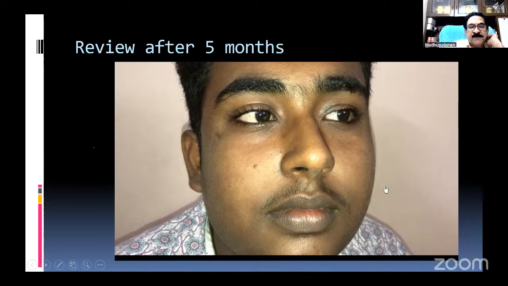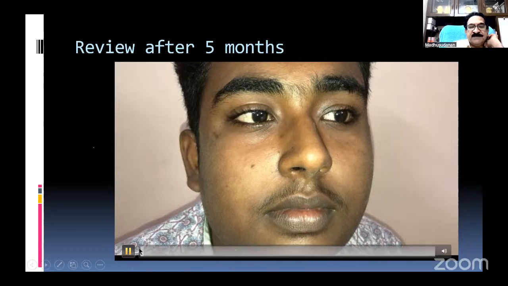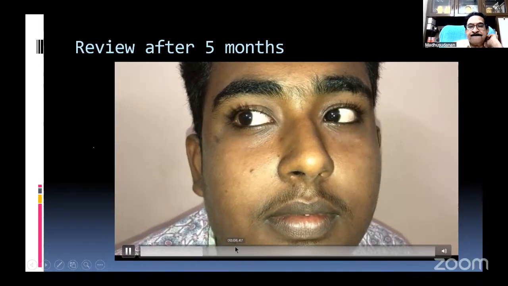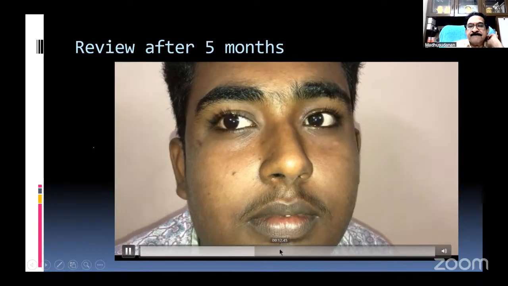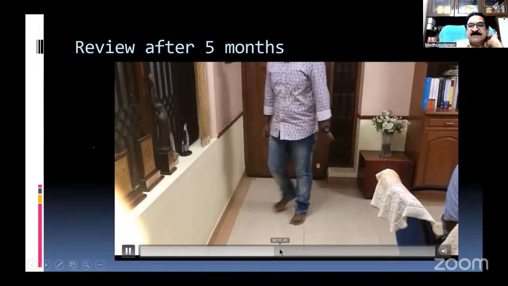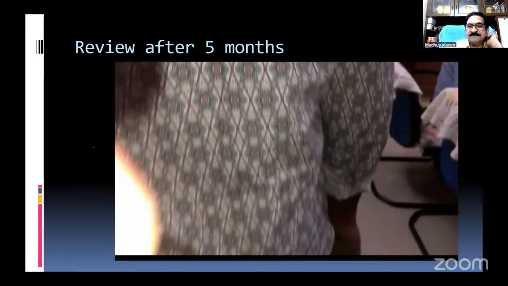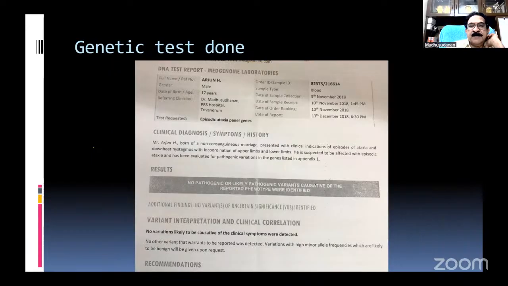So the patient was reviewed after 5 months. The nystagmus is almost gone. Gait was also normal. Genetic test was negative. It was not suggestive of any channel abnormality. So I sent an episodic ataxia gene panel, that was not contributory.